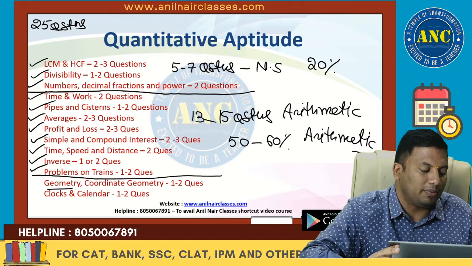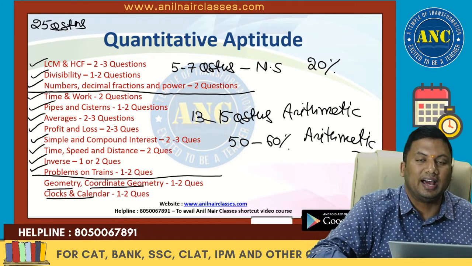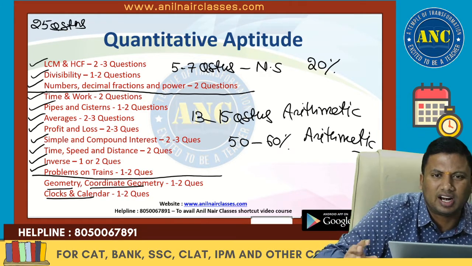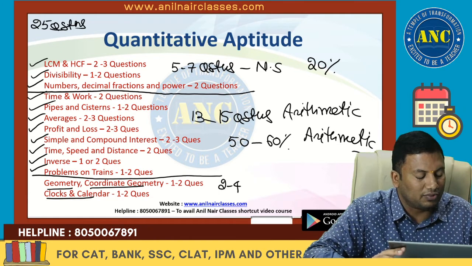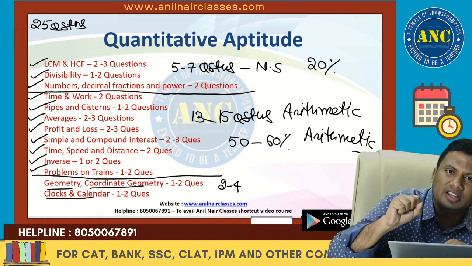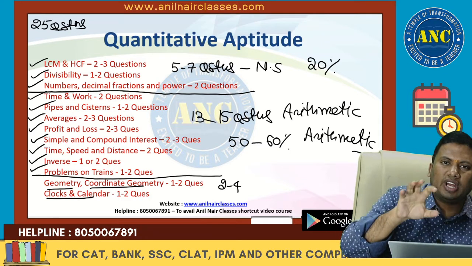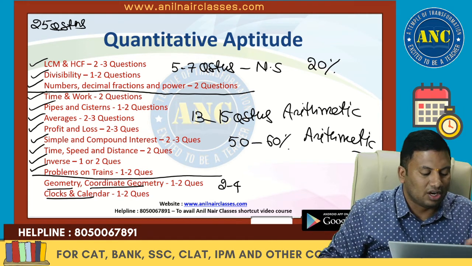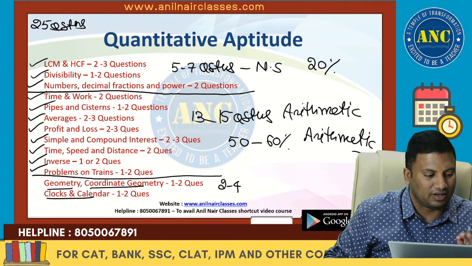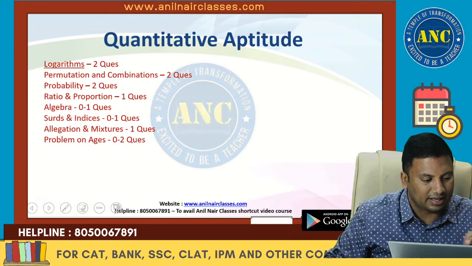Remaining are from geometry, coordinate geometry, clocks and calendars. Clocks and calendars, more or less 1 or 2 questions will come. So 2 to 4 questions will come from geometry. Generally the questions will be on areas, shapes, perimeters, triangles, 2D figures and 3D figures. I hope the idea is clear.